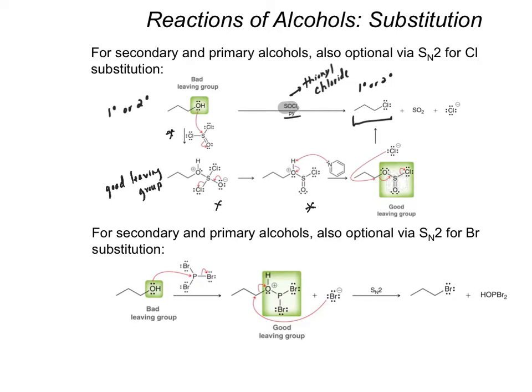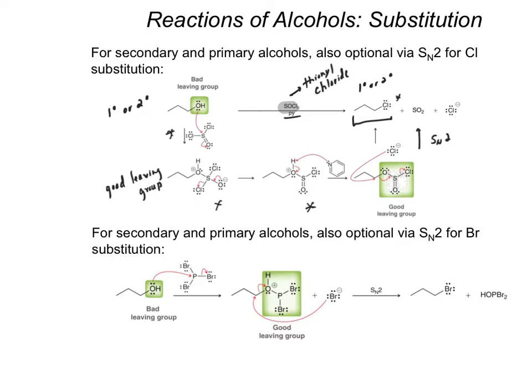And then at the very end, we'll actually have our SN2 based mechanism, or our SN2 based reaction, where we have nucleophilic attack and then loss of that good leaving group. So if we have an alcohol and we want to turn it into an alkyl chloride, and it's a primary or secondary alcohol, we can utilize thionyl chloride and pyridine.